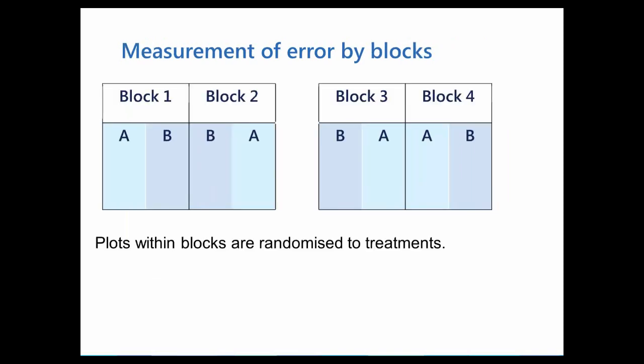He further introduced the idea of blocking. So as a tool or a mechanism to ensure that each treatment experiences the full gradient of the environment in the space that you're working with, he launched the idea of dividing the plots into what he called blocks, big enough to cover the number of treatments that are desired, and then randomly allocating the two treatments within each block. So the idea is plots within blocks are randomized to the treatments.